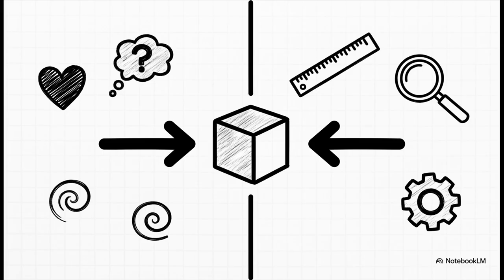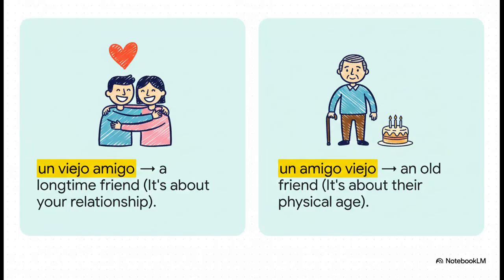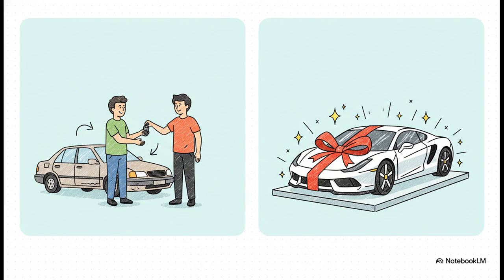Let's see exactly how this works. This example is just perfect. If you put the adjective before the noun, you're talking about a long-time friend. It's about the feeling, the history you have together. But if you put the adjective after the noun, you're just literally saying your friend is old. Totally different meanings, right? Just from moving one word. Here's another great one. If you say you have a nuevo coche with the adjective before, it just means the car is new to you. Maybe you just bought a used car. But if you say it with the adjective after, that means it's a brand new, 0 miles, fresh off the lot car. The placement tells the entire story.